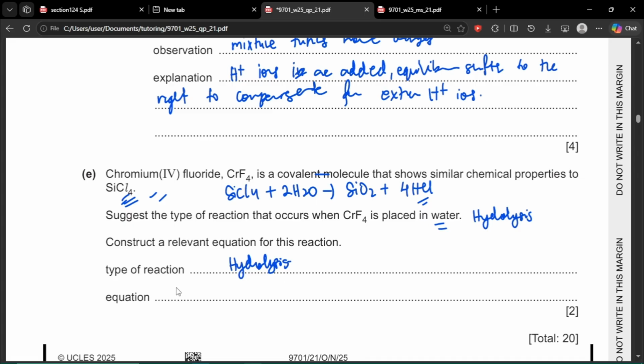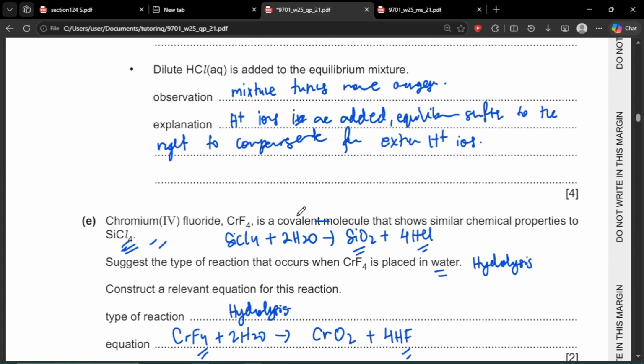They're asking for the equation. CrF4 plus H2O equals, similar to silicon dioxide, it's going to form chromium dioxide plus HF. Since we have 2 oxygens here, while we only have 1 oxygen here, we multiply this by 2. We change the coefficient, and this becomes 4. By doing this, we also balance out the number of fluorine atoms, so we can form 4HF. And yeah, that's about it.